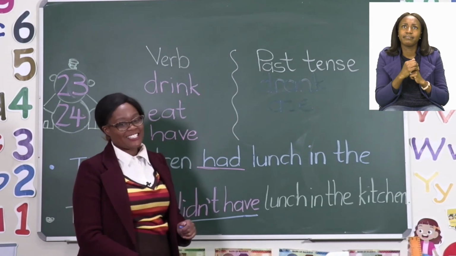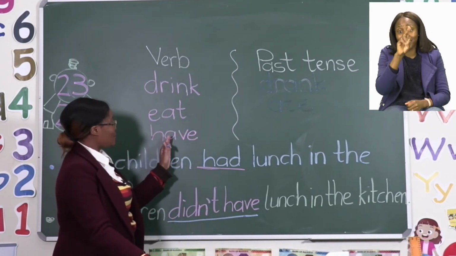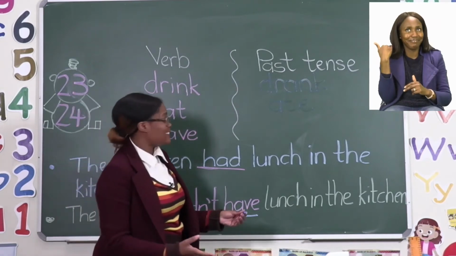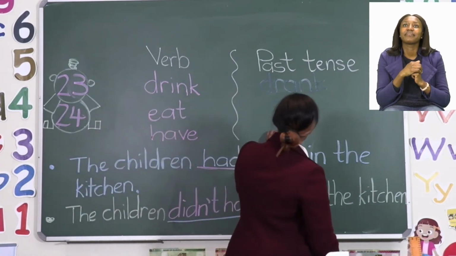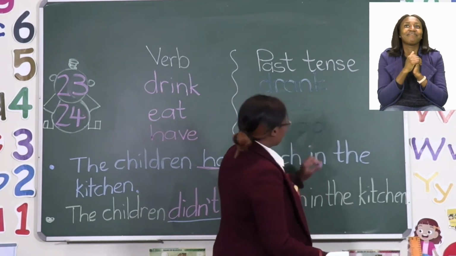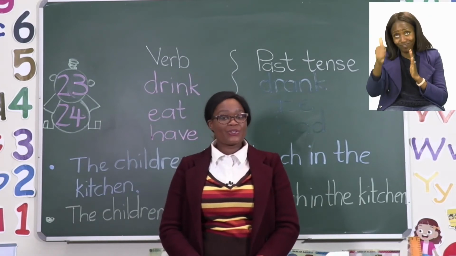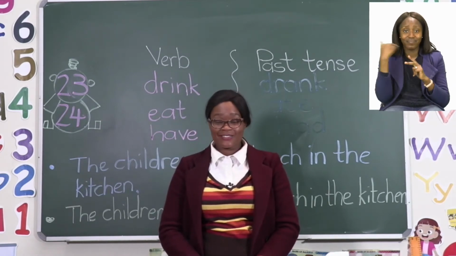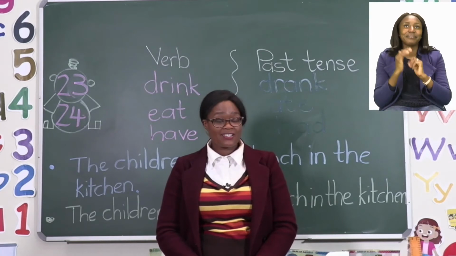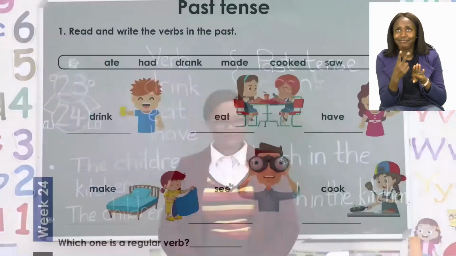I think this one was easy. If the verb is have, the past tense is had. Good job. So go ahead and fill in those missing words. Make sure you match the correct past tense to each of them. Then number 2 is asking us to do something else. So let's take a look at what we need to do.